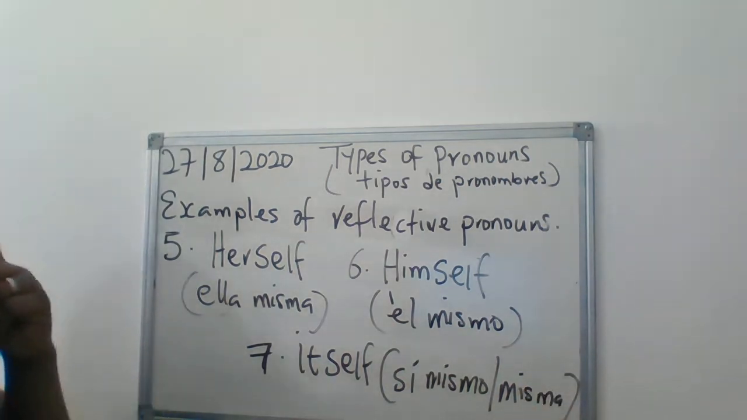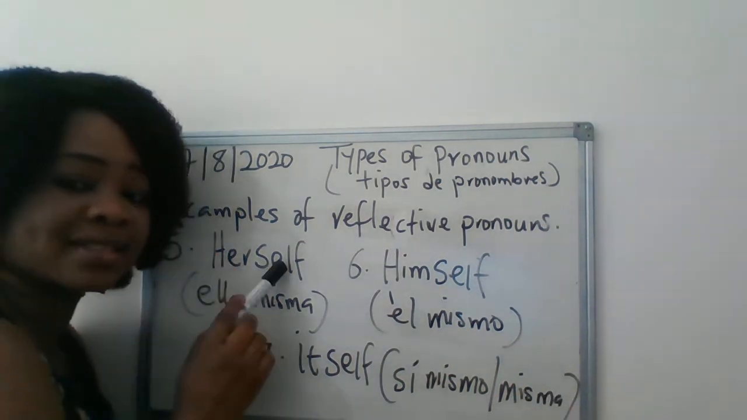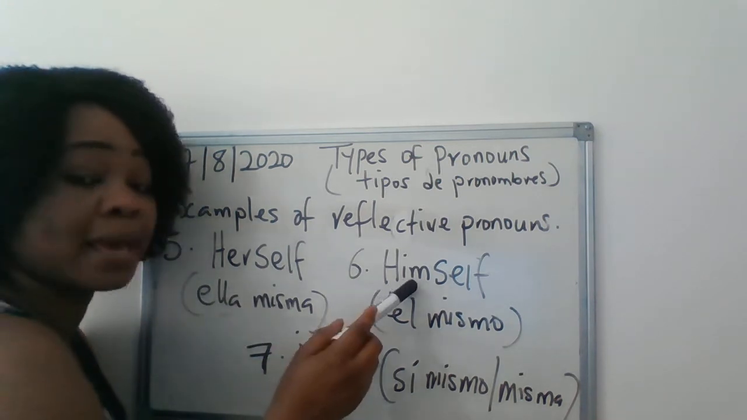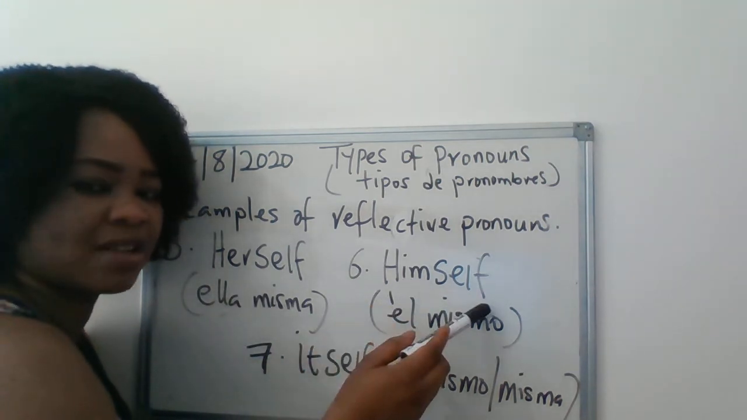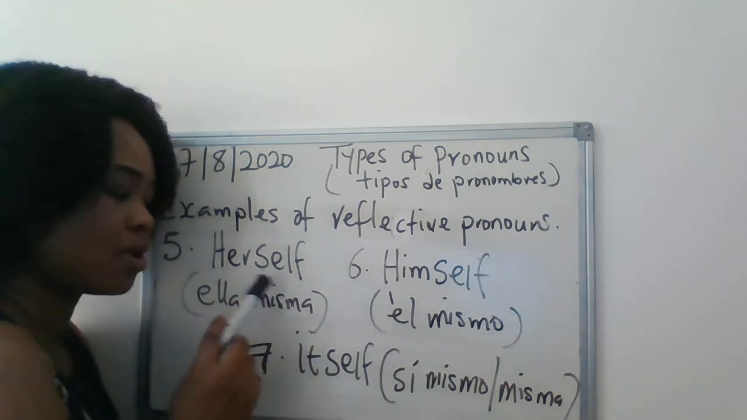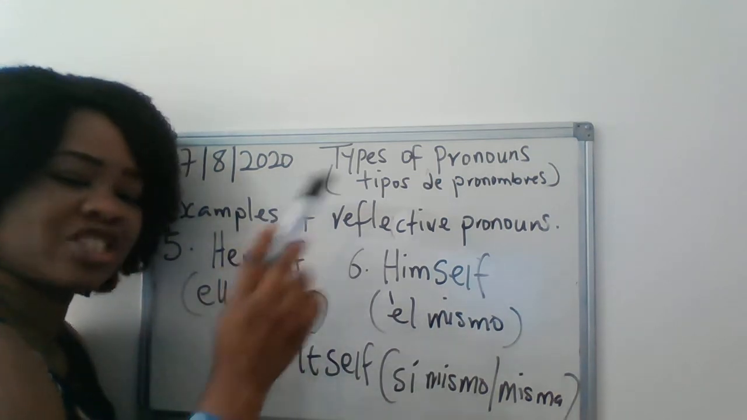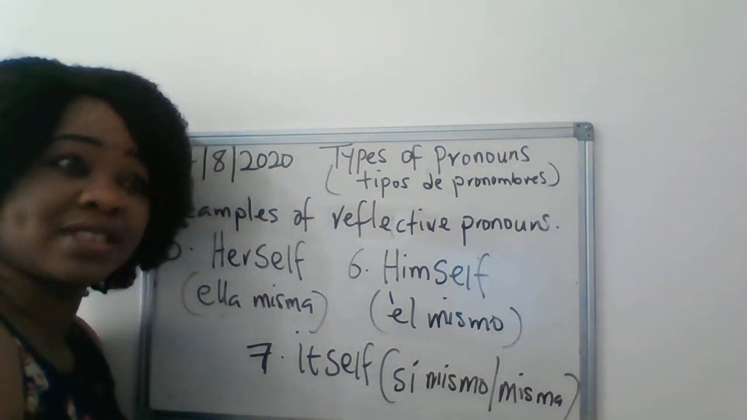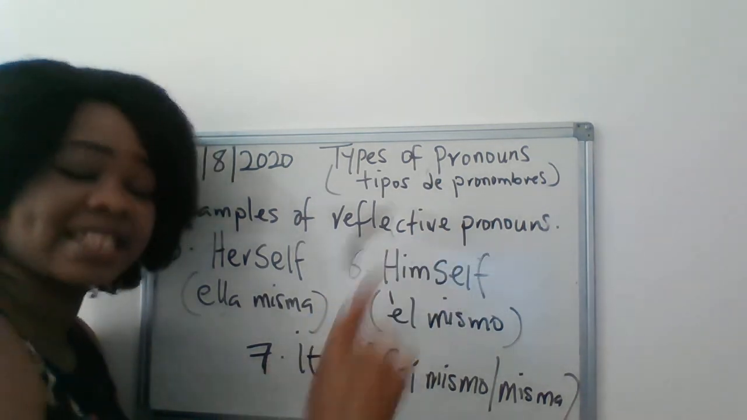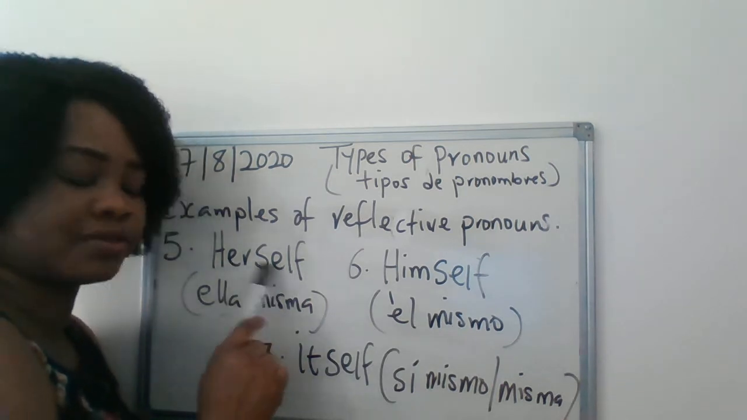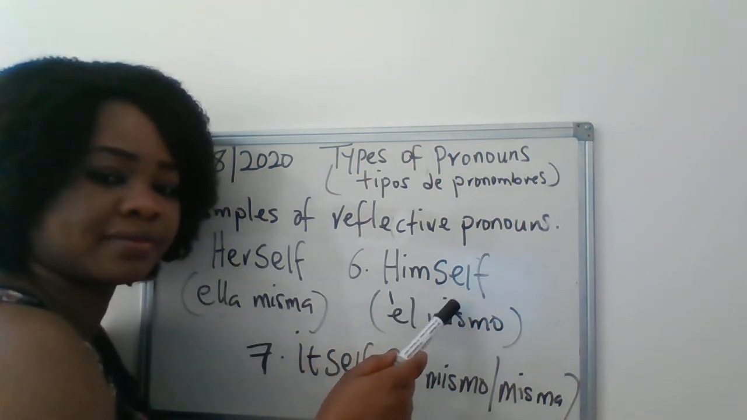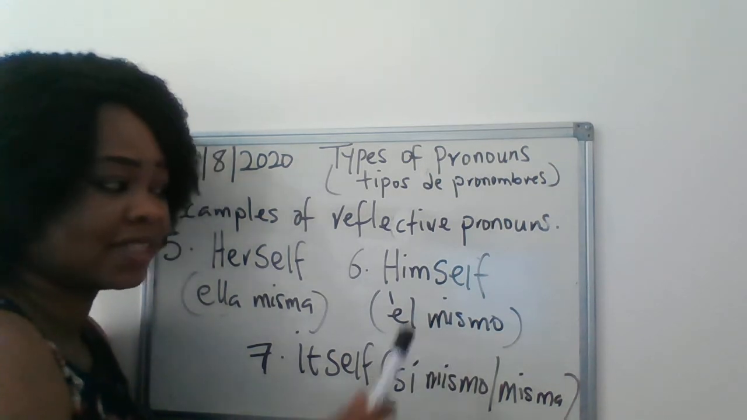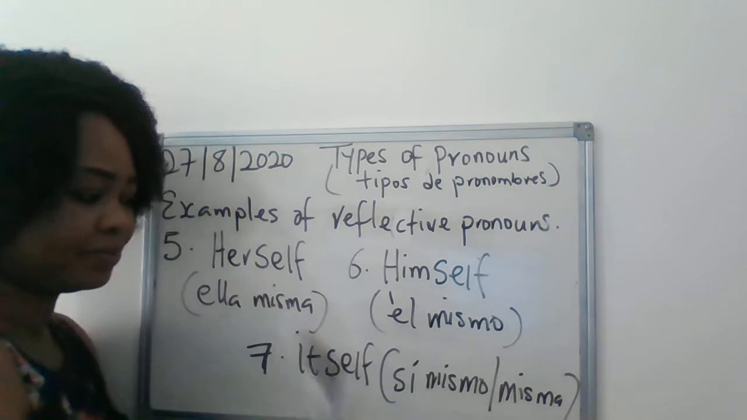Okay? So, herself, ella misma, himself. She did it herself. Did you do it yourself? Yes, I did it myself. She did it herself. Himself, he did it himself. Nobody helped him. He did it himself, okay?